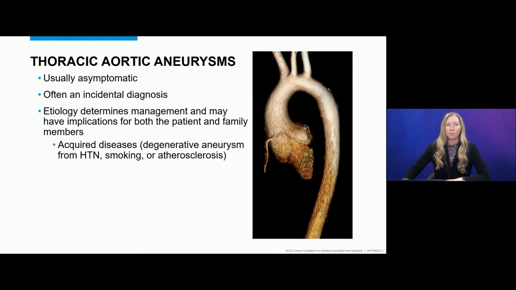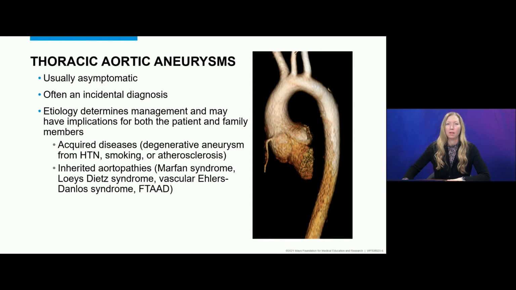The most common cause by far is acquired diseases of the aorta, typically degenerative aneurysms from things like hypertension, smoking, or atherosclerosis. It's really important that we recognize the inherited aortopathies, things like Marfan syndrome, because these are very severe disorders that can affect multiple family members and can have different types of management issues. The CT here shows a classic patient with Marfan syndrome with this pear-shaped aortic root dilatation.